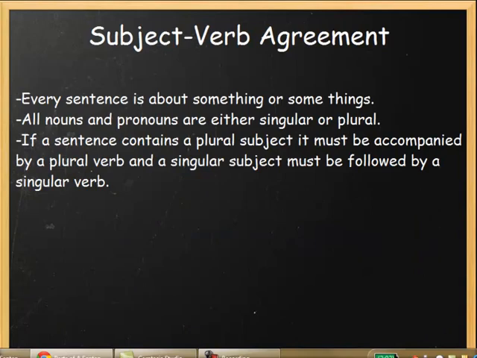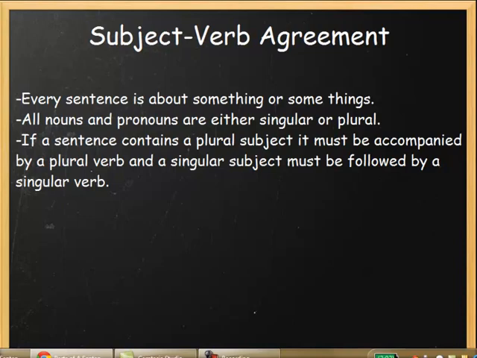So that brings us to subject-verb agreement. Every sentence we know is about something or some things. All nouns and pronouns are either singular or plural. If a sentence contains a plural subject, it must be accompanied by a plural verb. If it has a singular subject, it must be followed by a singular verb. And that seems quite simple.